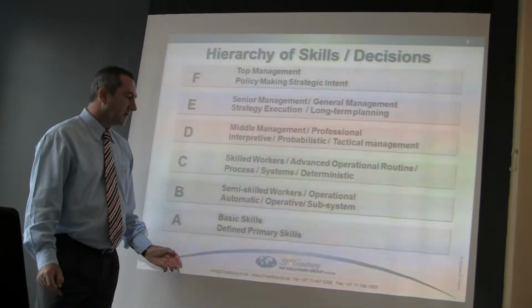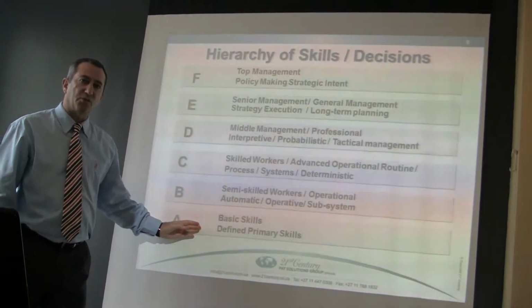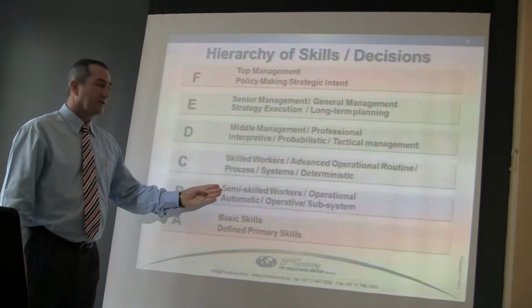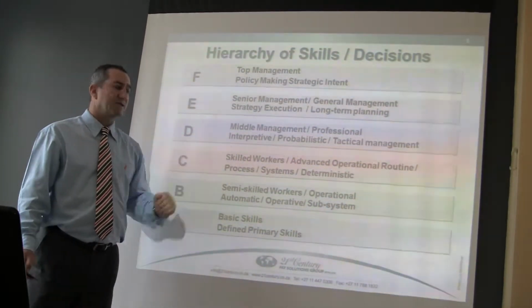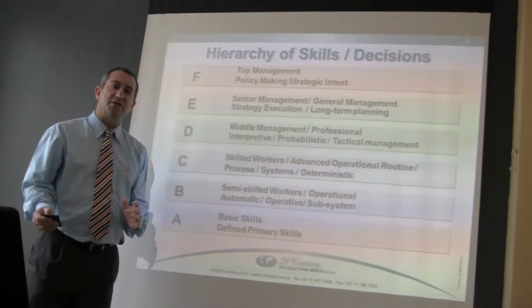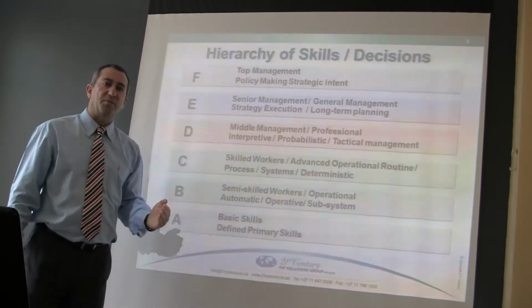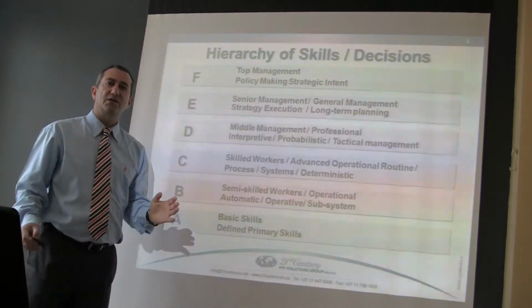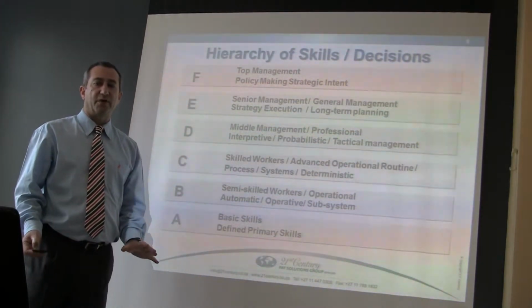It has a scale from A through to F, and A is basic or primary skills, B is semi-skilled, C is skilled or advanced operational, D is middle management or professional, E is senior management or strategic management, long-term decision making, and F is your top management or policy making. So the 6 levels form the basic framework of Paterson job evaluation.